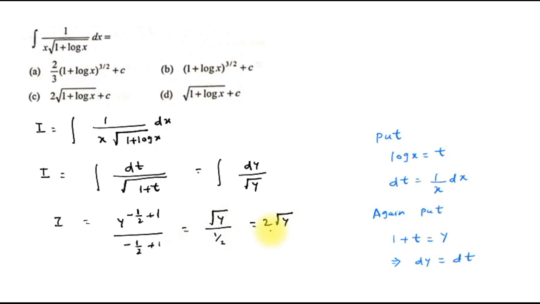So returning to the value of y, I can be written as twice of y, and y is nothing but 1 plus t, that is twice of 1 plus t, and this becomes 2 under root 1 plus, in place of t we can write log x, with some integration constant c. So if we look at the options, option C is the correct one.